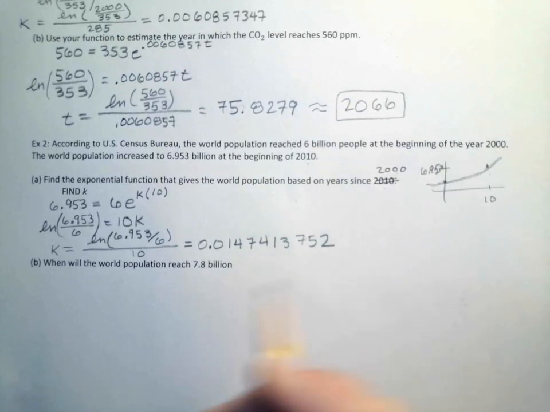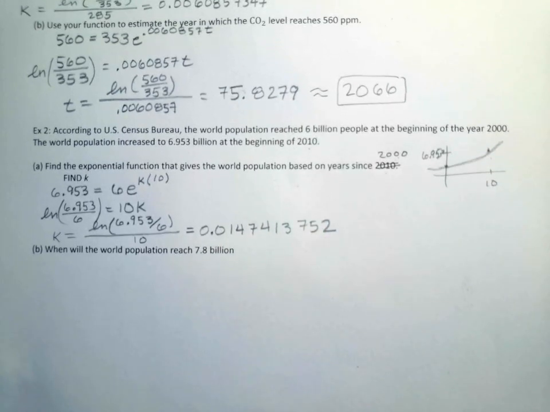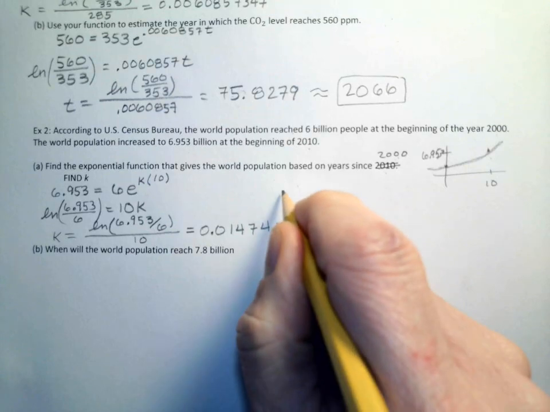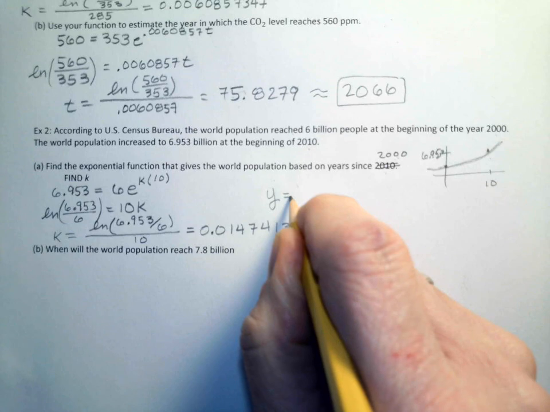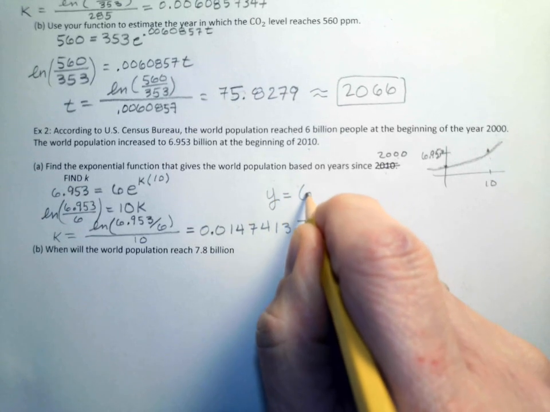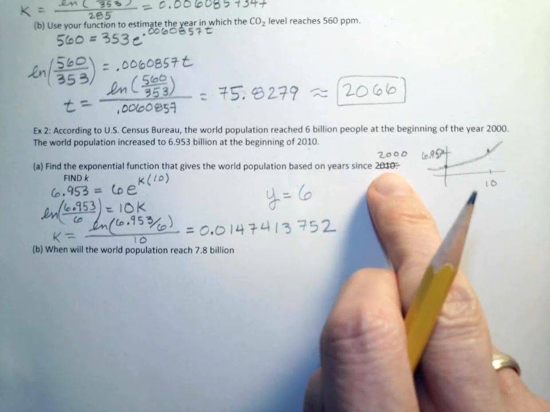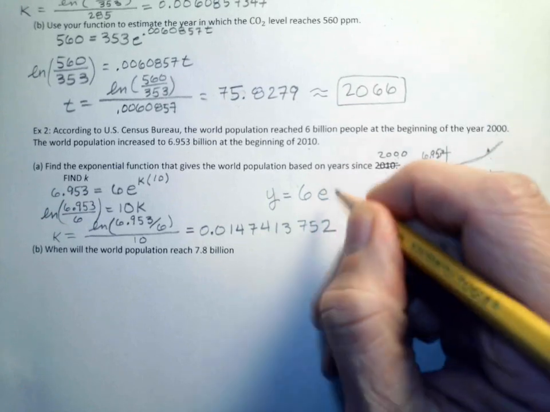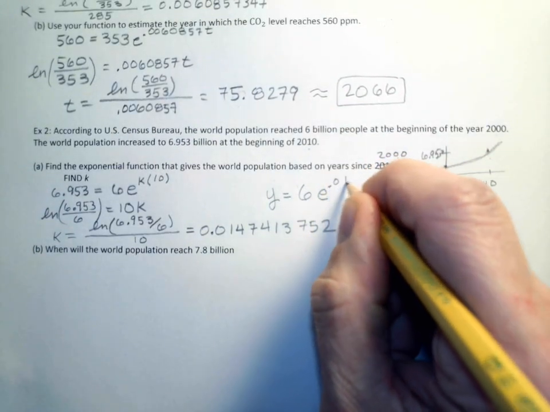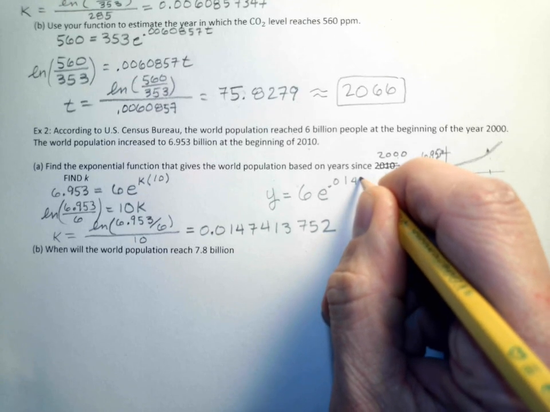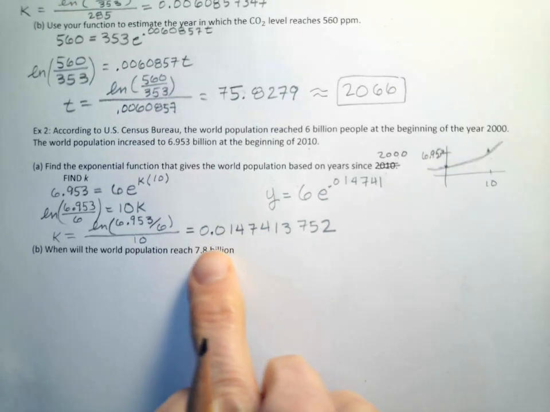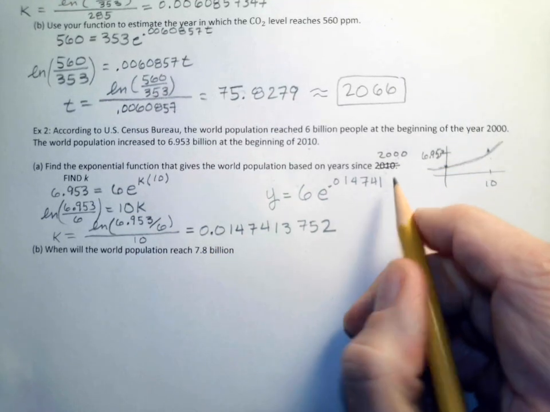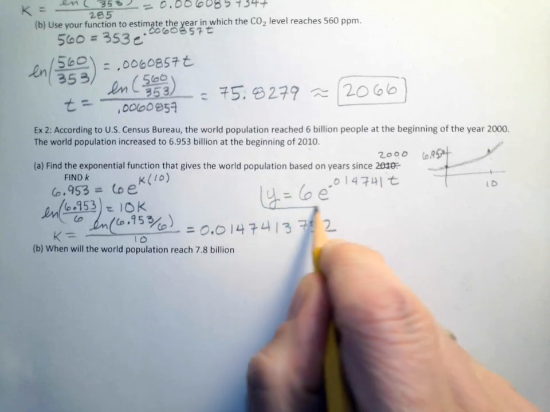Again, depending on how many decimal places you got, your next equation might look a little bit differently. All right, so what is our equation then? So our equation should look like y equals 6, because that's the initial amount at 2000, e to the 0.014741. So I'm just using out to 5, 6 decimal places, and then t. So that is our function.